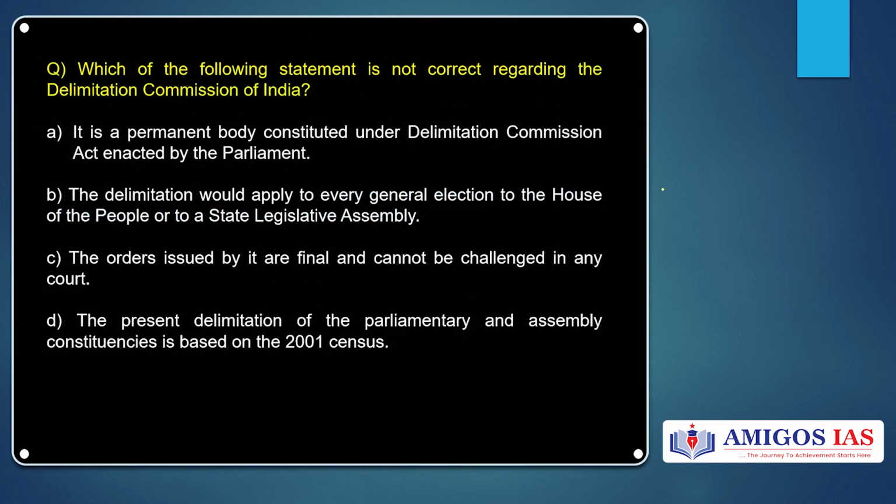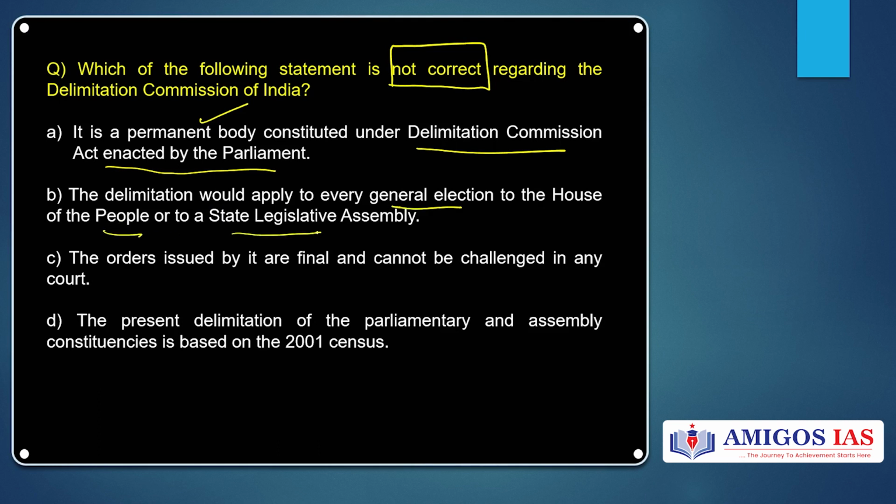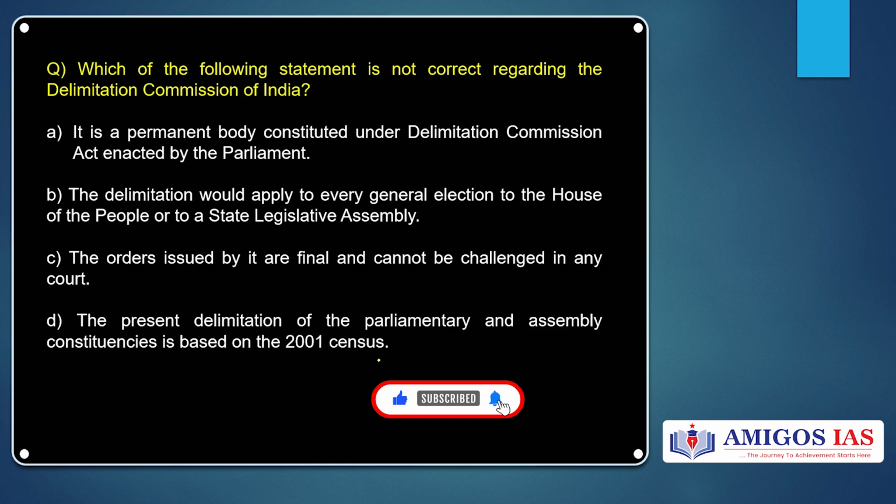So a practice question for all of you: which of the following statements is not correct regarding the delimitation commission? First one, it is a permanent body coming under a Delimitation Commission Act enacted by the parliament. Statement B, the delimitation will apply to every general election to the House of People or State Assembly. C, the orders issued by it are final and cannot be challenged in any court. D, the present delimitation of parliamentary and assembly constituencies is based on the 2001 census. So this is the question. Do post the answer in the comment box.